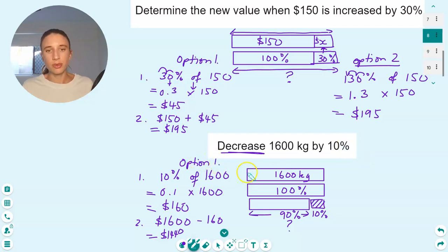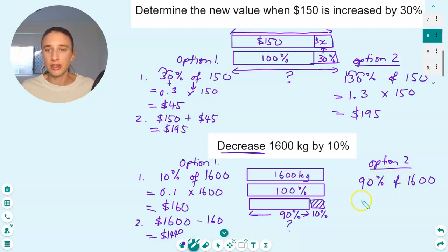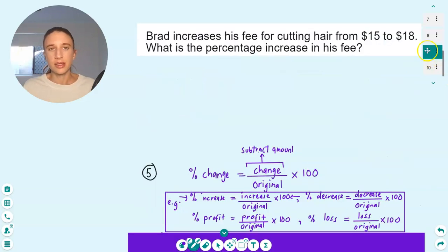If you feel more comfortable with that, that's totally fine. Option 2 is realizing that decreasing a number by 10% is the same as taking 90% of that number. So 90% of 1600, 0.9 times 1600, also gets us 1440. And we're only decreasing it by a little bit, so it makes sense.